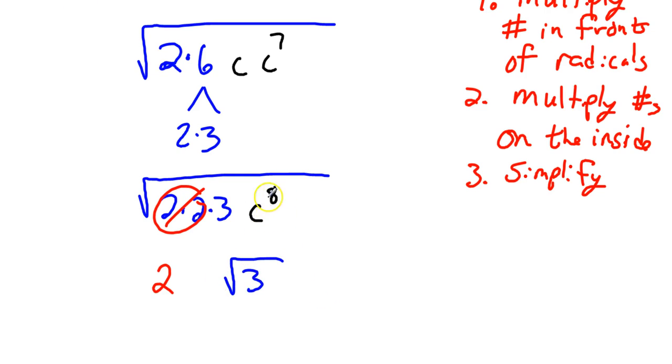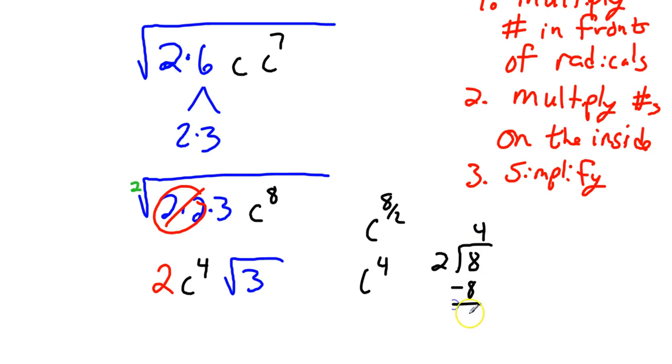And then for the c's, you have 8, but again, because it's the second root, because it's square root, you're taking 8 and dividing it by 2. And then 8 divided by 2 is 4. And when you divide 2 into 8, it goes 4 times with no left over. So for that one, that c to the 4th goes on the outside. So there's c to the 4th on the outside, and then none on the inside.